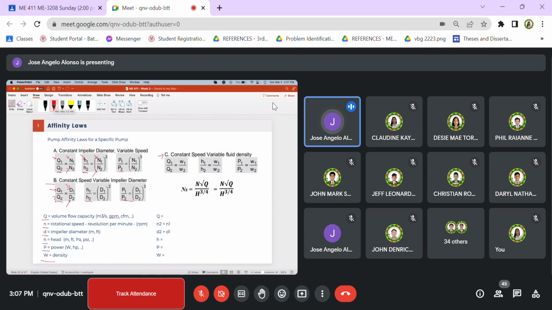Q sub 1 divided by Q sub 2 is equivalent to, this is density, density ng initial na fluid natin divided by the density ng magiging bagong fluid natin. Then again, one equation, one unknown, makukuha natin ang value ng either volume flow rate, ng head, or ng power.